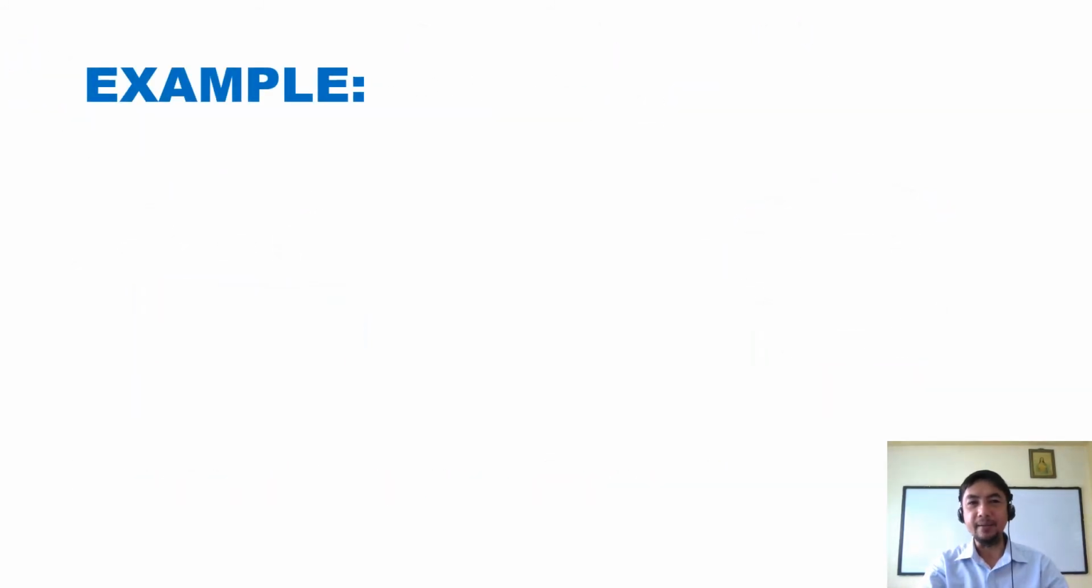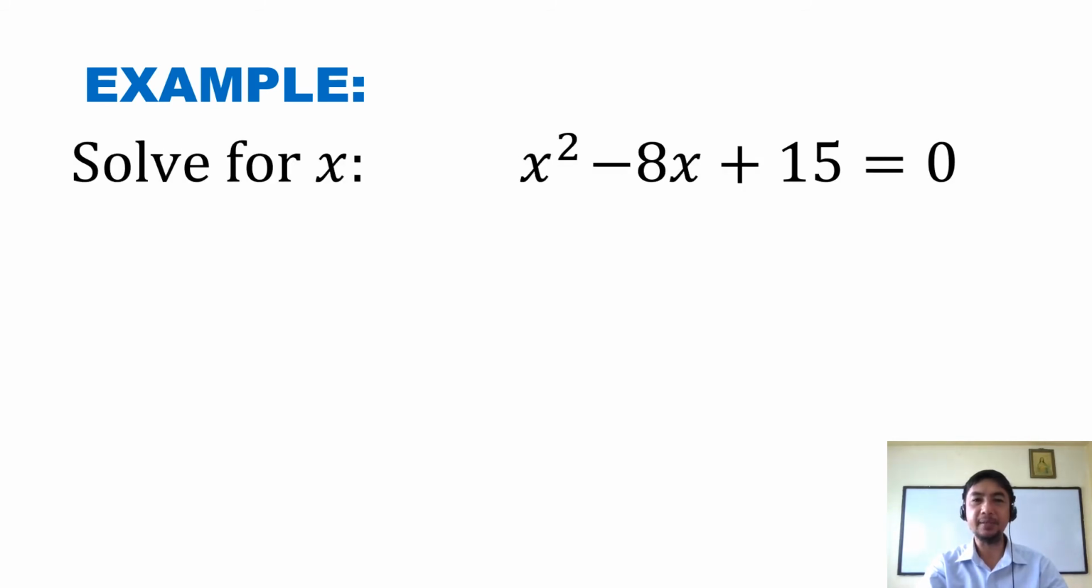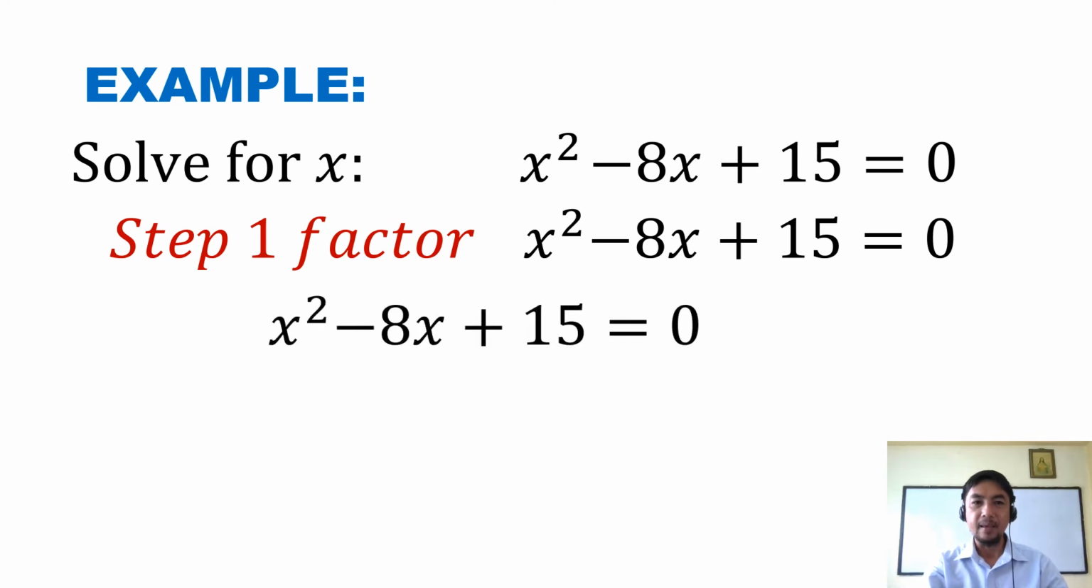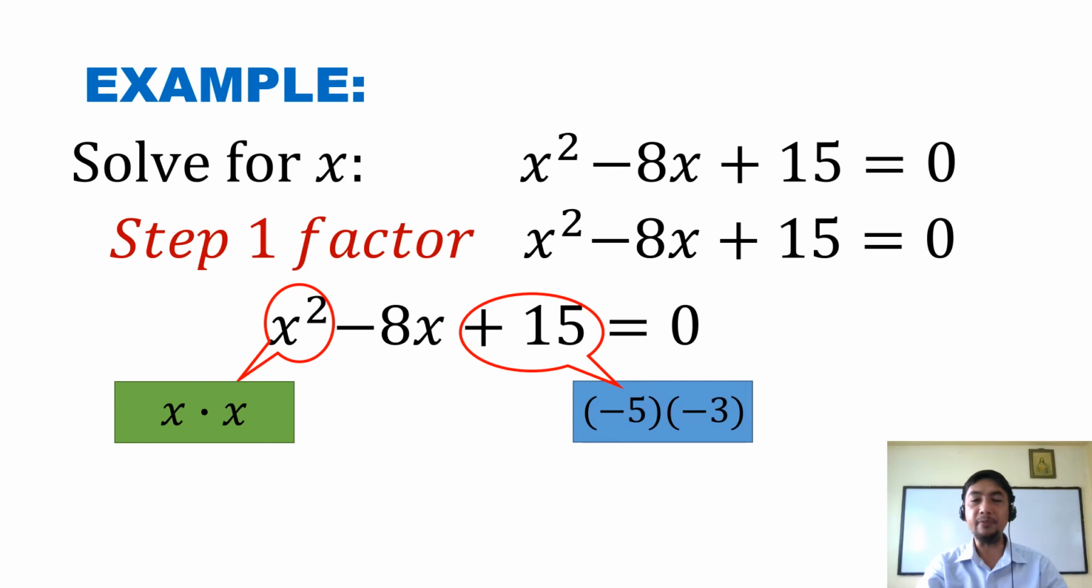Alright, so let us try to have the third example. Again, we want to solve for the value of x. Given x squared minus 8x plus 15 equals 0. The same process, we want to factor x squared minus 8x plus 15 equals 0. And the factors of x squared, x times x. And then we want to find the factors of the last term or the constant term in such a way that if we are going to add or subtract them, dapat ang kalalabasan ay yung numerical coefficient ng middle term.